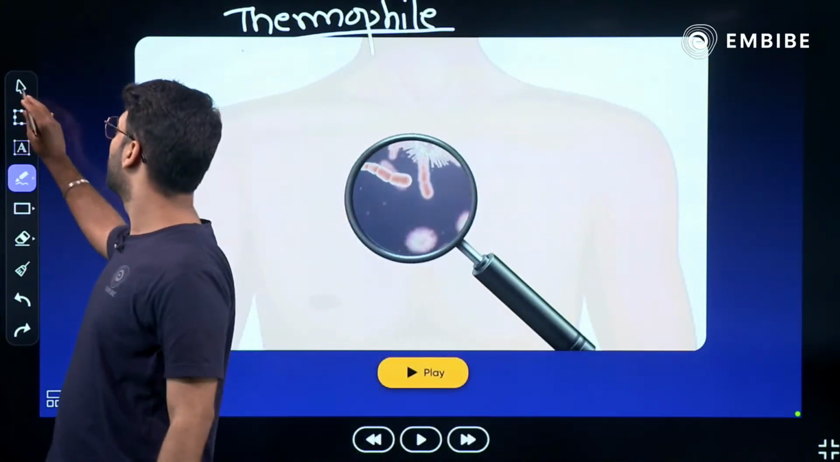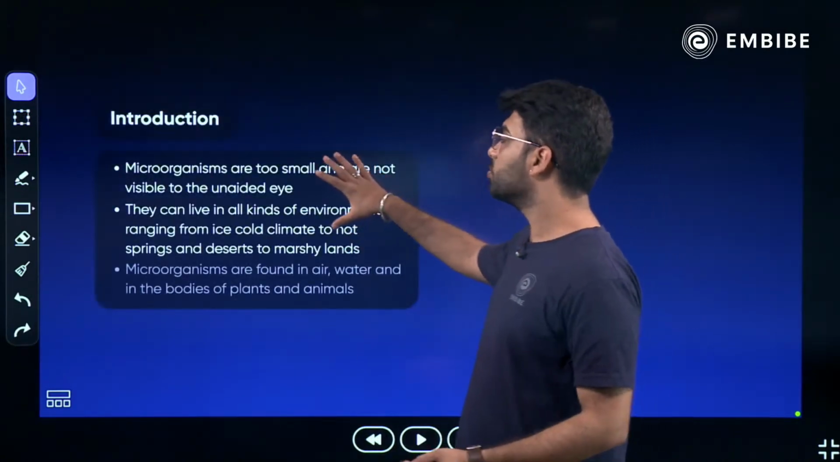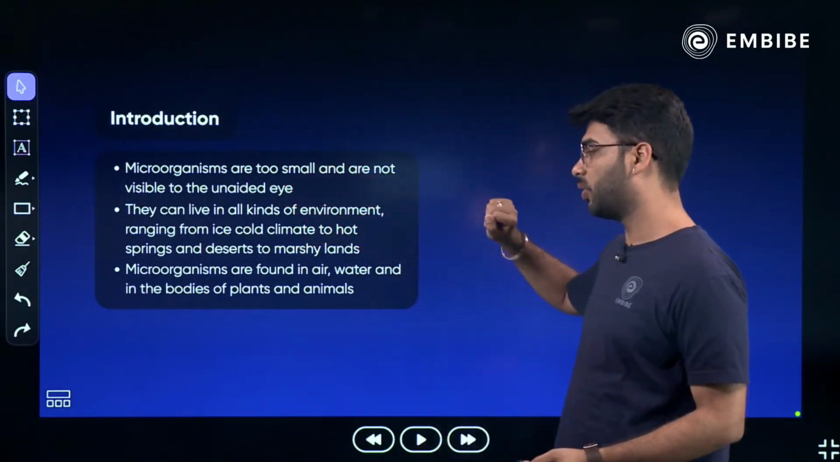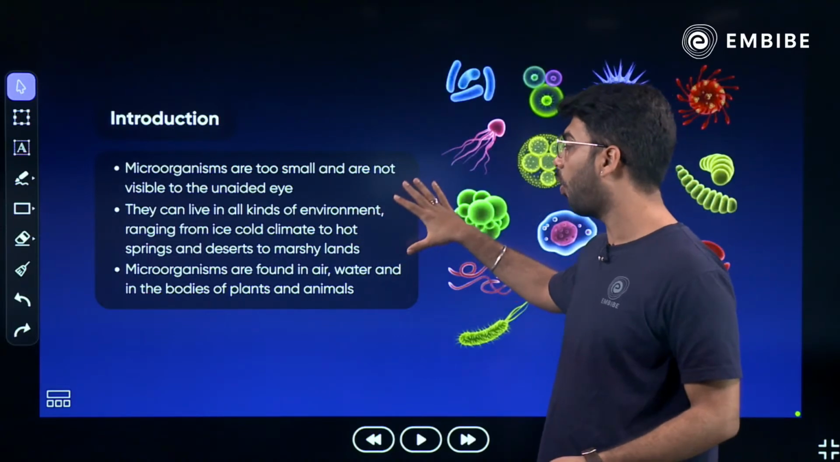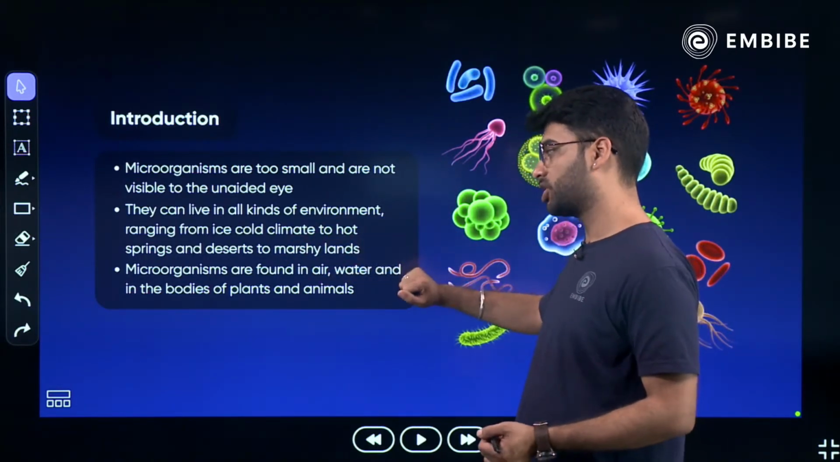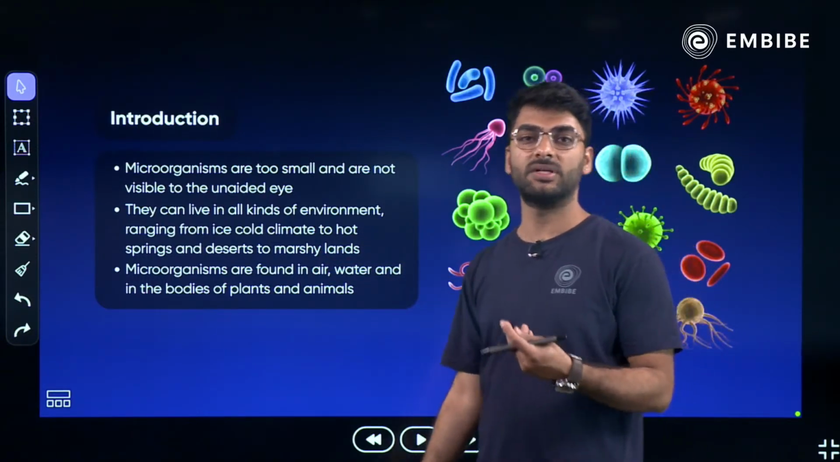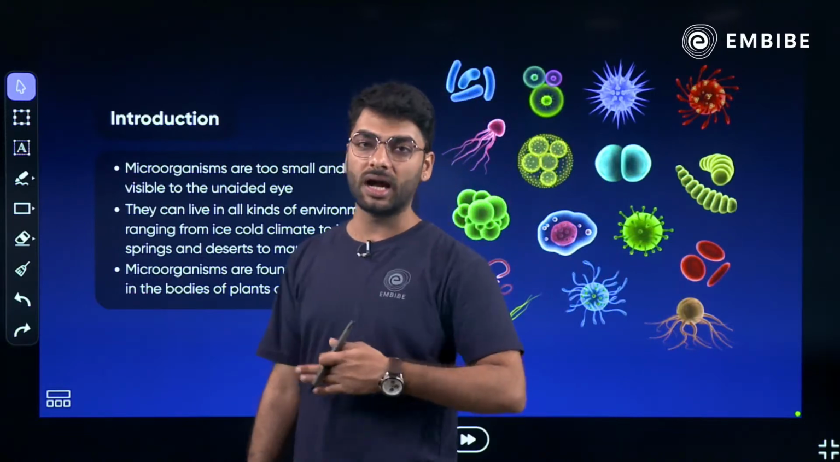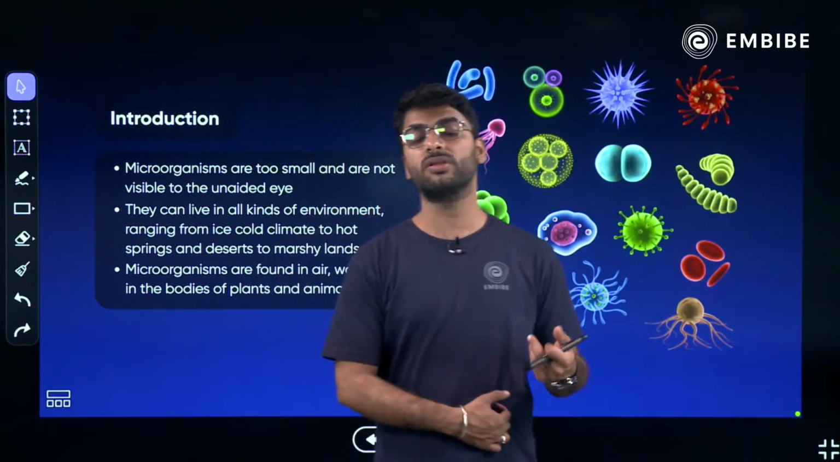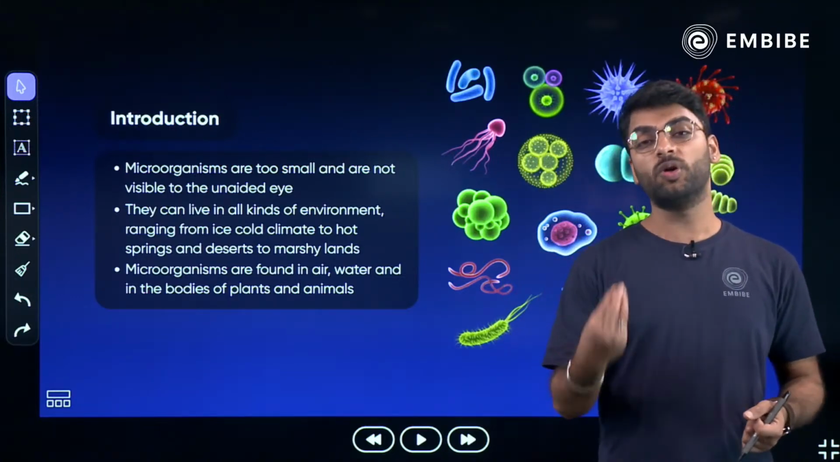Okay, now we move ahead and we see what else we have. Microbes are too small and are not visible to the unaided eye. They can live in all kinds of environments, ranging from ice cold climate to hot deserts to marshy lands. They are found in air, water, and in the bodies of plants and animals as well. In our own gut, there are more than 600 types of bacteria found, but they are good bacteria.